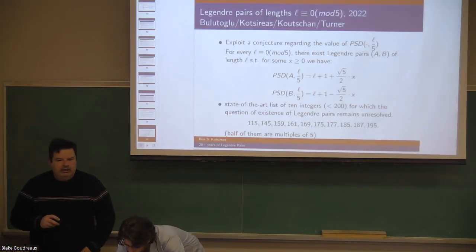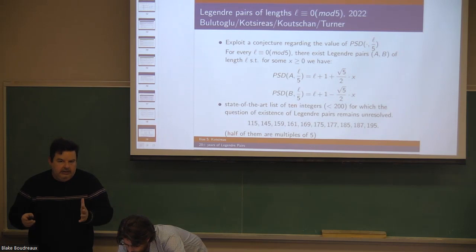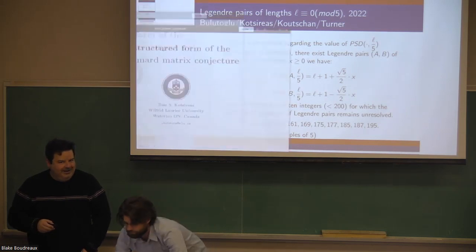No, not for Legendre pairs. No, nothing. So the conjecture is that they exist for every n, right? So there is no obstruction to this conjecture, theoretical or computational. It's just a matter of time.